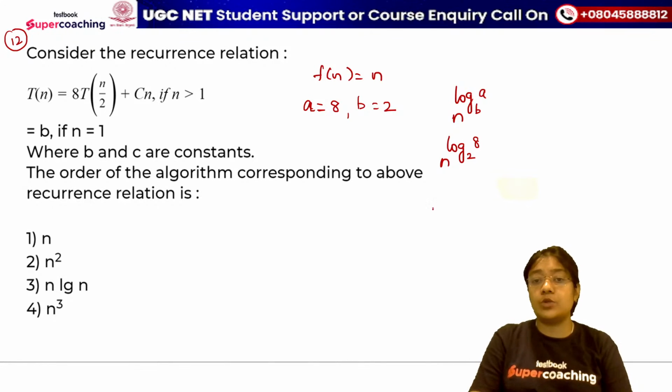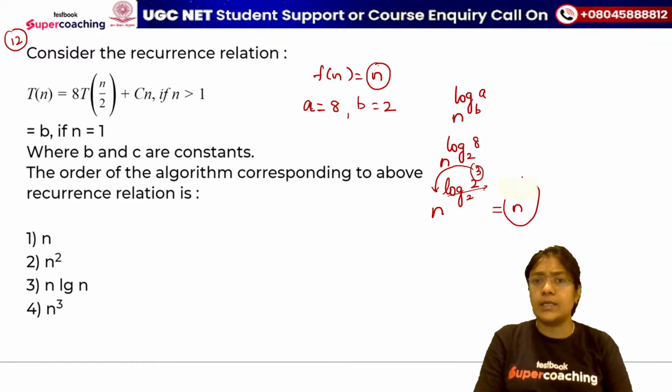8 is nothing but 2 raised to power 3. Whatever is in power that comes in front and ये term आपके पास 1 हो जाएगी. So it comes out to be n cube. f of n या n raised to power log a में से कौन सी term greater है? Obviously it is n cube. So the correct answer for this is n cube.